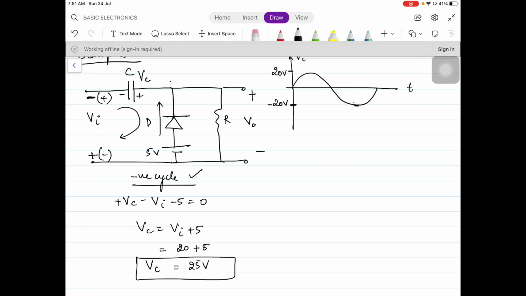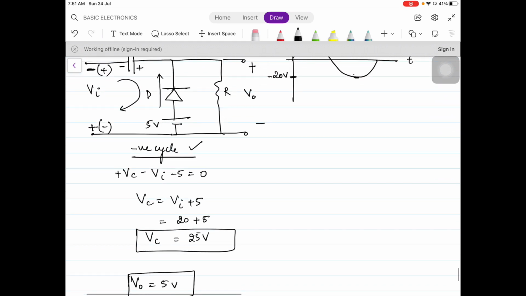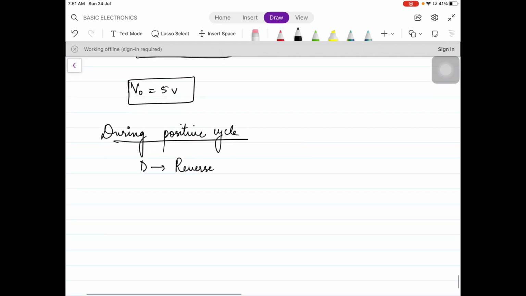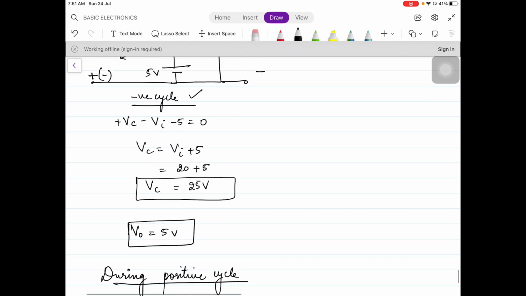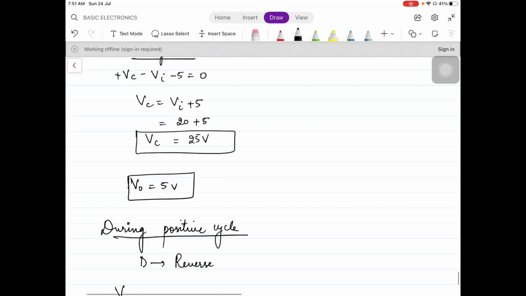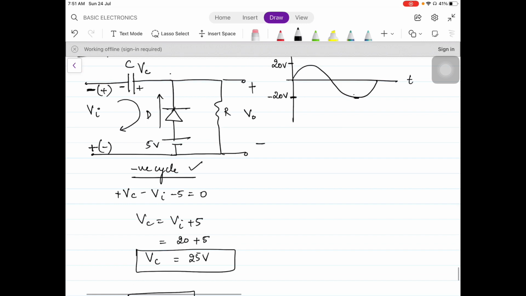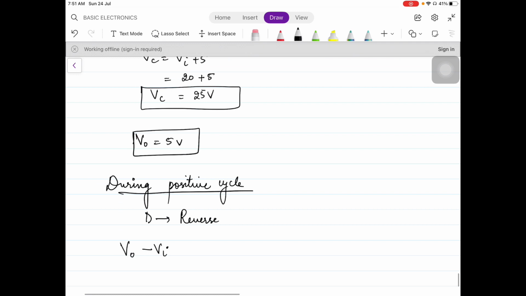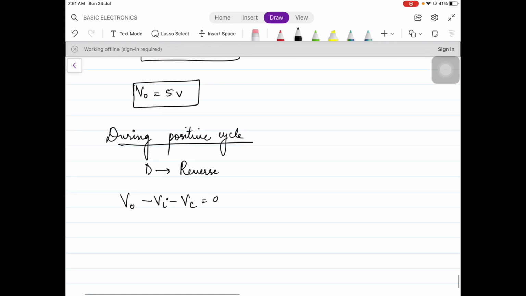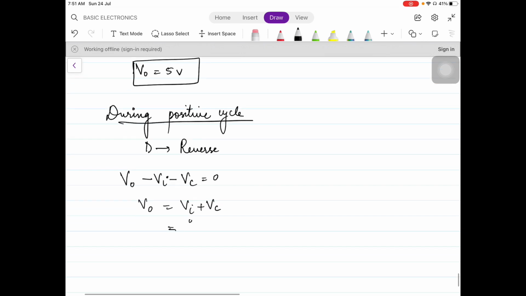अब जो V naught है वो R के क्रॉस है, और अब हमें इस लूप में क्या लगाना होगा, KVL, तभी हम V naught को निकाल पाएंगे। तो V naught KVL लगाने पर, -VI। VC की पोलैरिटी नहीं बदलेगी, once you have fixed the polarity of VC, it's not going to change. Minus VC is equal to 0. So V naught is equal to VI plus VC. VI is again 20, but this time it is the top 20 wala part plus VC, that was 25, and the answer is 45 volt.